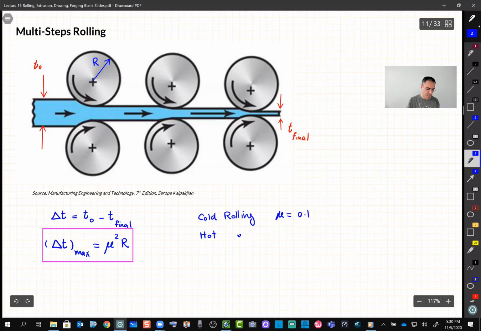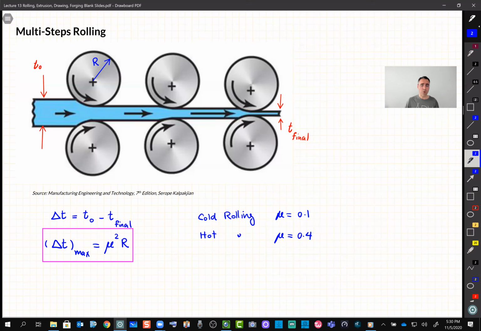If it's hot rolling, then use the value of 0.4. But if the friction for the material that you want to roll, based on the machine you're using, is available, you can use the actual friction. However, this process involves, at the very beginning when they set up the machine, lots of trial and error, and they start with this rough estimation to make sure how many steps they need.